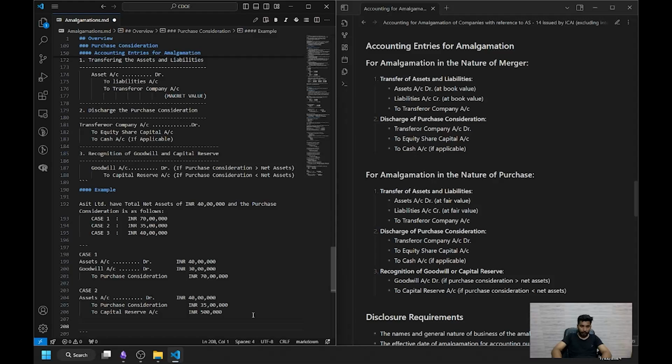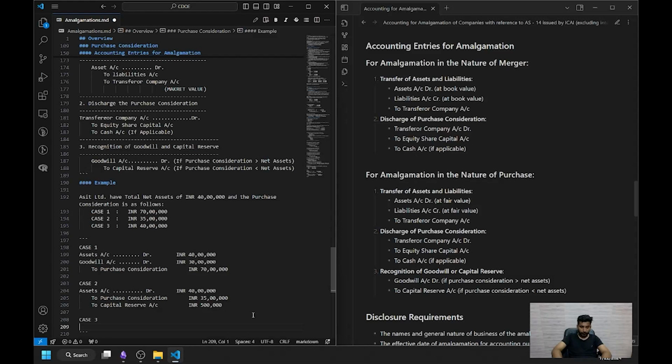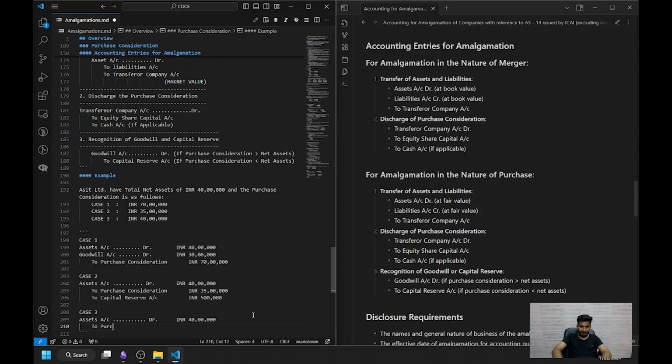However, if we talk about case number 3, here the assets account will be debited with rupees 40 lakhs to purchase consideration of rupees 40 lakhs. Why? Because in case 3, the amount of the purchase consideration is rupees 40 lakhs only. Here, there will be no contra entry, no adjusting entry for the goodwill and the capital reserve, since all the assets are transferred at par value with the purchase consideration.